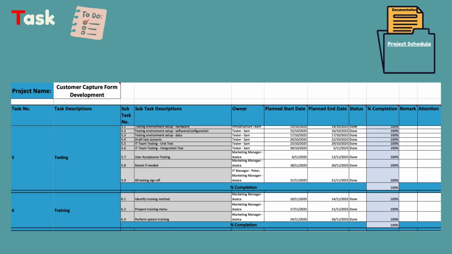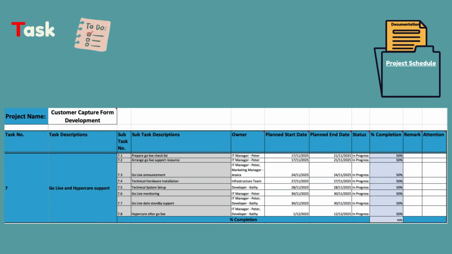Okay, after the testing phase, let's go to the training phase. This phase includes identifying the training method, preparing training material, and performing the system training. You will need to discuss with your user who needs to be responsible for this part. If after testing and training, everyone agrees the result is good to go, it is time to prepare the go live and also hypercare support. Go live preparation includes preparing a go live checklist.